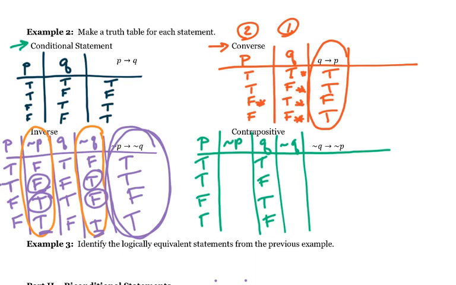And the last thing is the contrapositive. If the converse switched them and the inverse negated them, the contrapositive does both. Okay, so again, let me address the not P and the not Q.